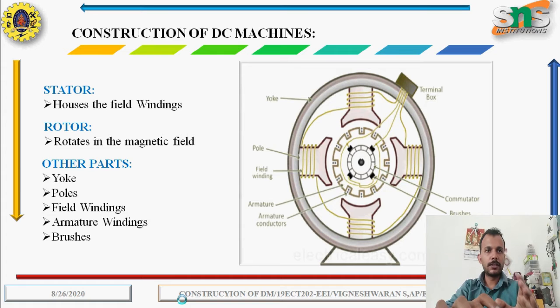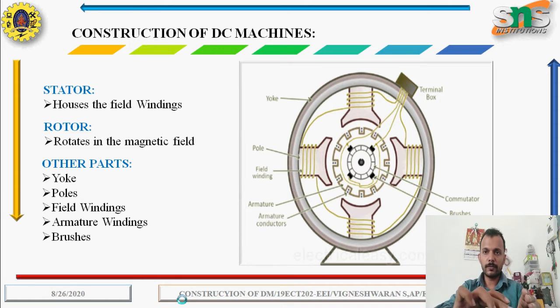The other parts of the DC machine are the yoke. Yoke is the outermost protection layer, the outermost shell. Poles: a pole is a magnet, either an electromagnet or a permanent magnet. Field windings: the pole windings in the field are called field windings.